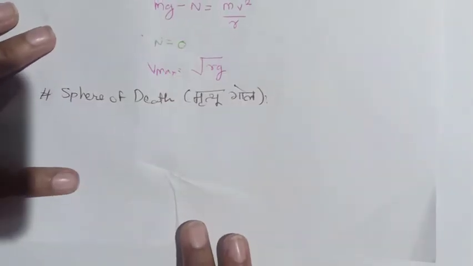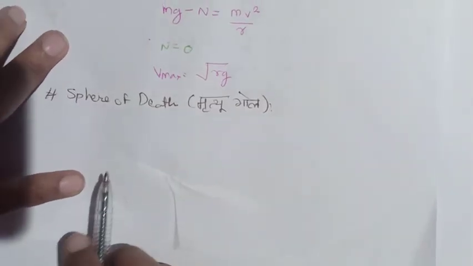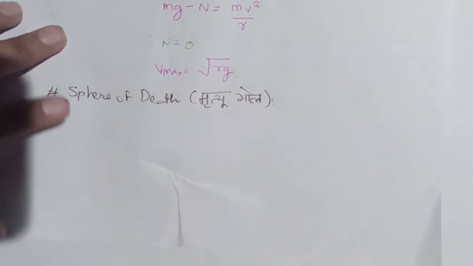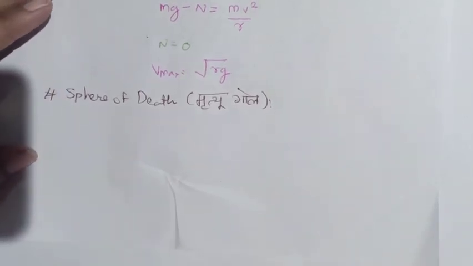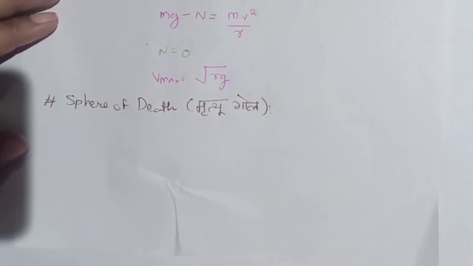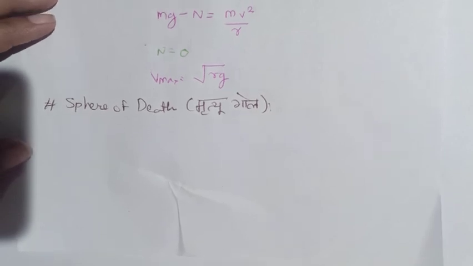Our next topic, and the last application of vertical circular motion, is the sphere of death. This is a popular show in a circus. During this, a two-wheeler rider performs rounds inside a hollow sphere. Let's watch that video.